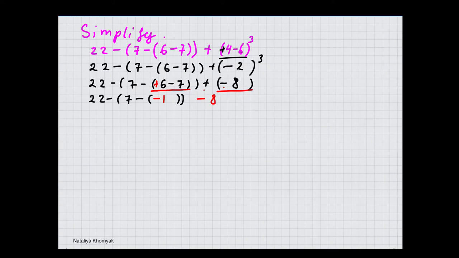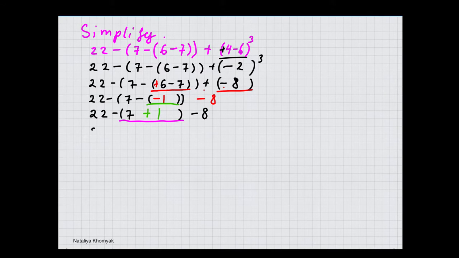The next set of parentheses that close on themselves is the set that contains negative 1. 22 minus parentheses 7. Negative times negative, we have plus 1. And we still have negative 8 at the end. Now we just have one parenthesis left.